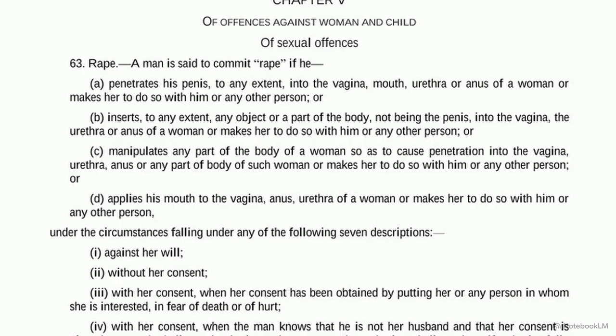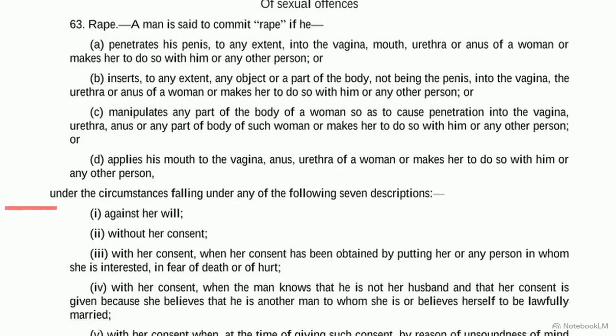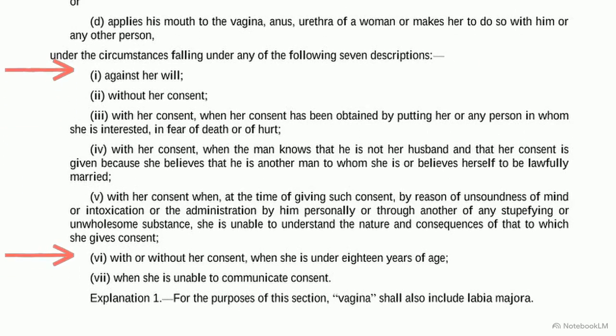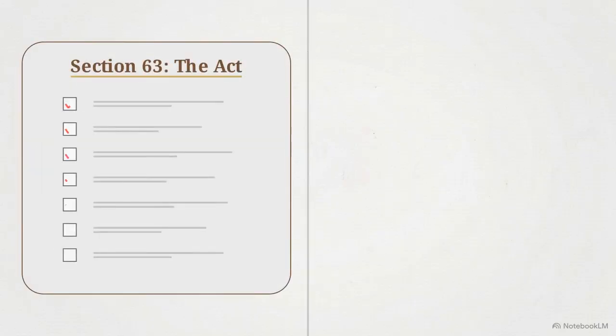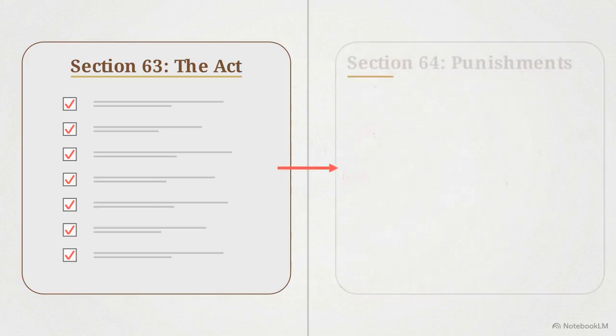Section 63 defines the baseline offense of rape. An act only qualifies if it falls within one of 7 specific circumstances, like being against the woman's will, without consent, or if the victim is under 18. Identifying these circumstances under Section 63 is what triggers the penalties in Section 64.